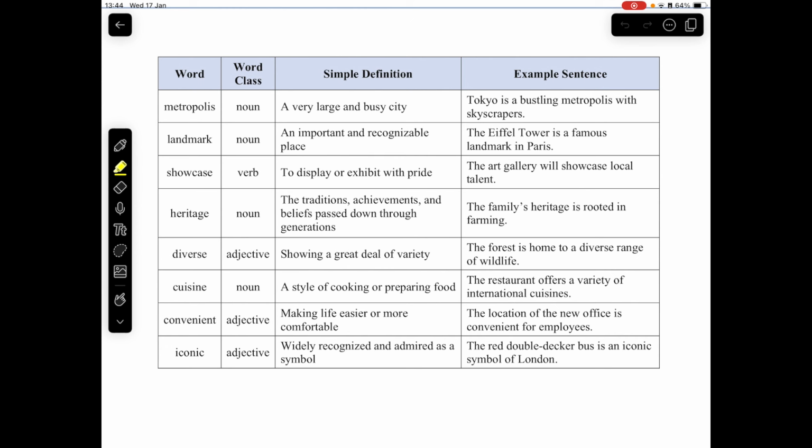Next we have cuisine. This is a noun, a style of cooking or preparing food. The restaurant offers a variety of international cuisines. Next we have convenient. This is an adjective, making life easier or more comfortable. The location of the new office is convenient for employees. And lastly, iconic. Iconic is an adjective, widely recognized and admired as a symbol. The red double-decker bus is an iconic symbol of London.